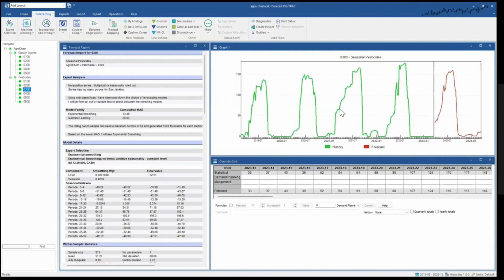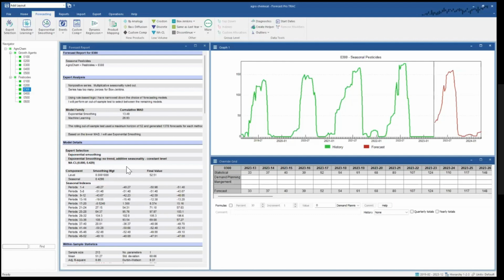It did use the SALT model, and you can see it's a very reasonable forecast. Okay. The model's over here. We used expert selection, so it automatically chose the SALT model. It's not trended, additive seasonal with a constant level. And you can see that the smoothing weight is restricted to 0.001.